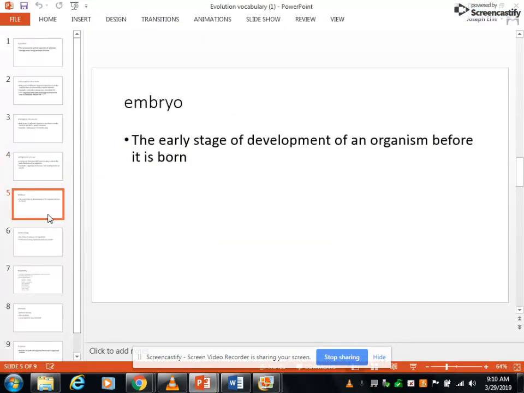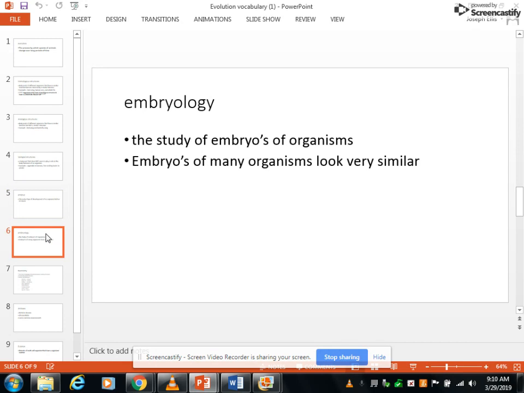Okay, our next word, an embryo. That's what you are when you're inside your mama's belly, not her belly, but her uterus. It's the early stage of development of an organism before it's actually born. Now, embryology is the study of that, and what scientists have found is that the embryos of many organisms look very similar. And again, I'm going to show you a picture.